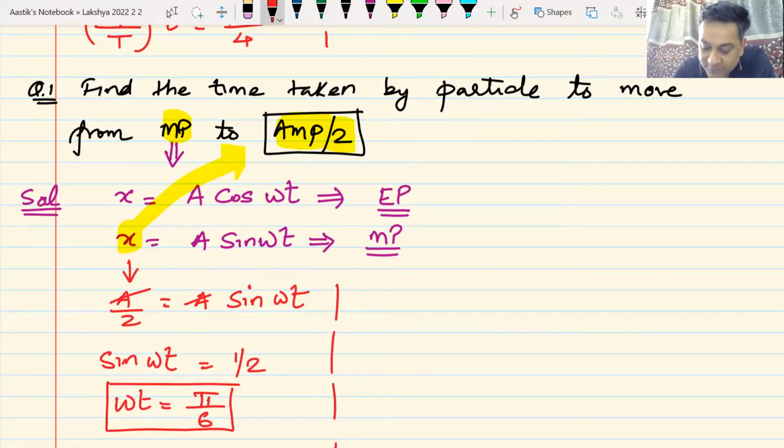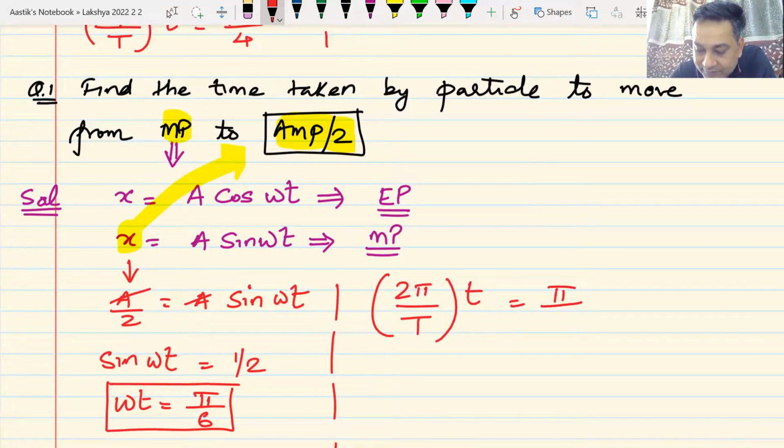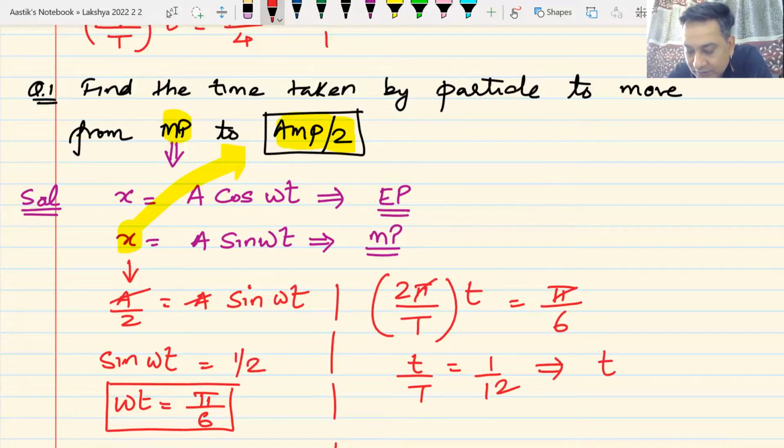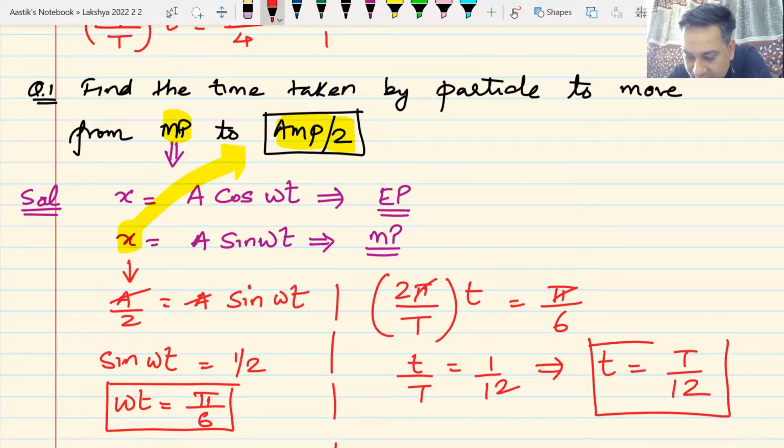So my omega t becomes pi by 6. My omega is 2 pi by T. So 2 pi by T into small t becomes pi by 6. Pi and pi will get cancelled. My t by capital T becomes 1 by 12. That implies my t becomes capital T by 12. Do we understand this? This is how it is done. Please raise your hands and let me know. Will you be able to do it now, again, if it comes in the exam?